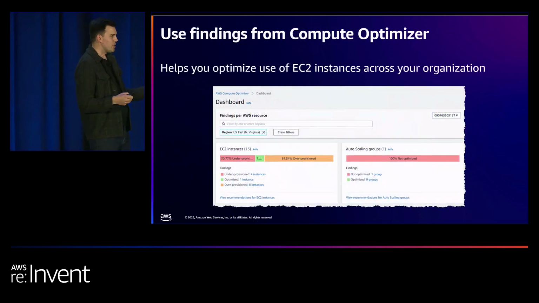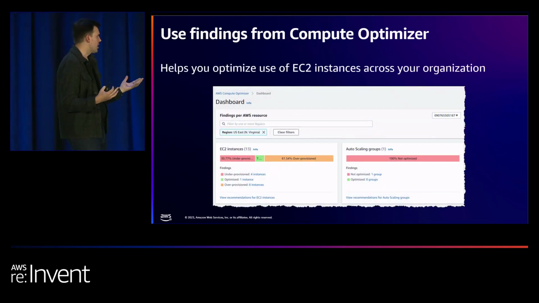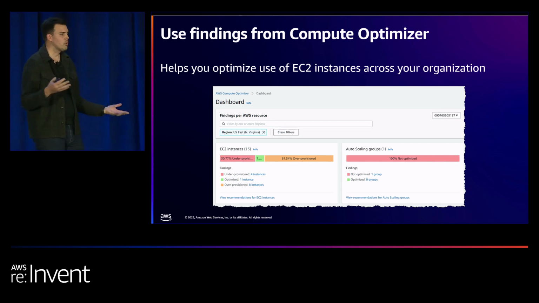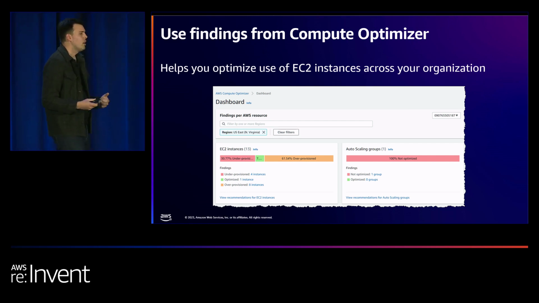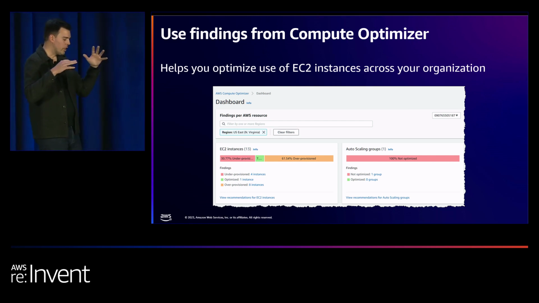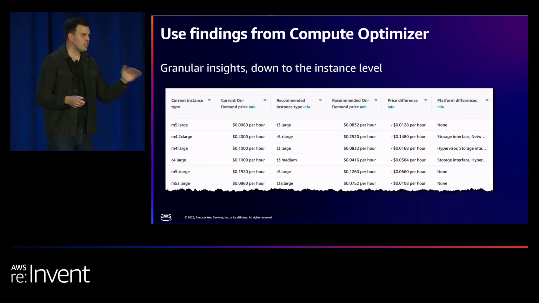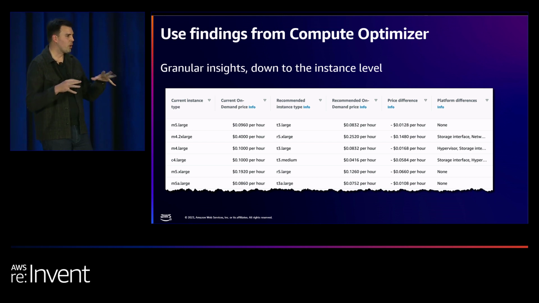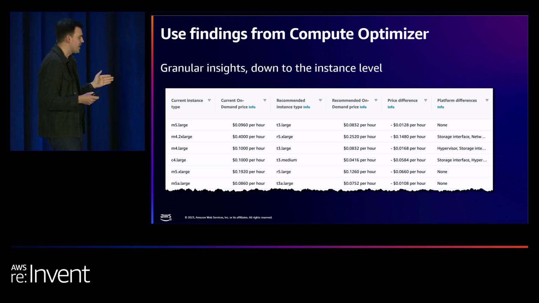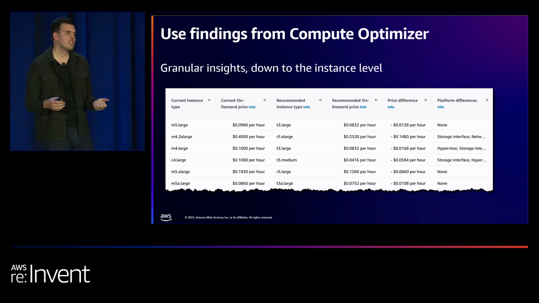So here's something you might see if you're in the console, you've set it up for your organization. You can see the instances you're using. You can tell if you're over or under provisioning them, auto-scaling groups, Lambda. It covers all the different compute resources that you're utilizing. And you can even get down to the instance level. Again, if you can identify, across your accounts, you can identify which instance has the biggest possibility of creating cost savings.